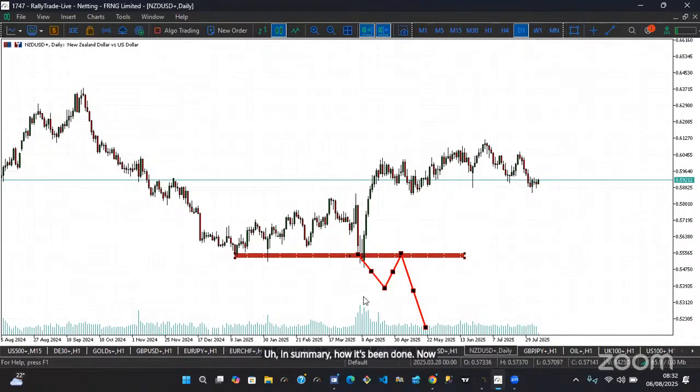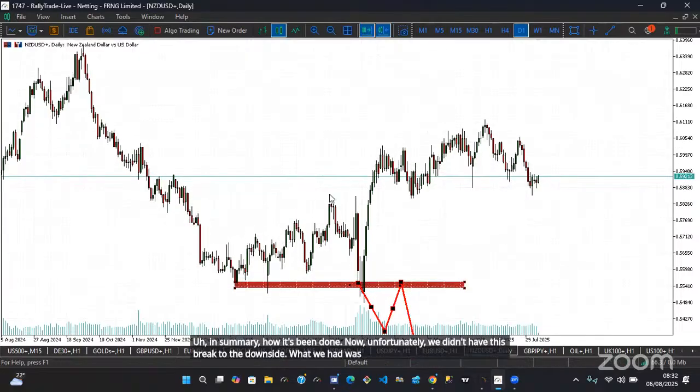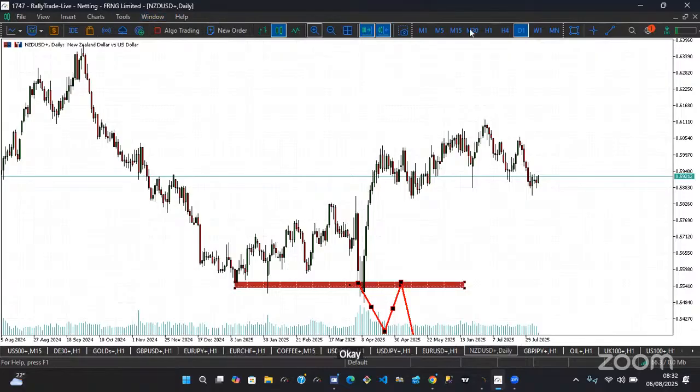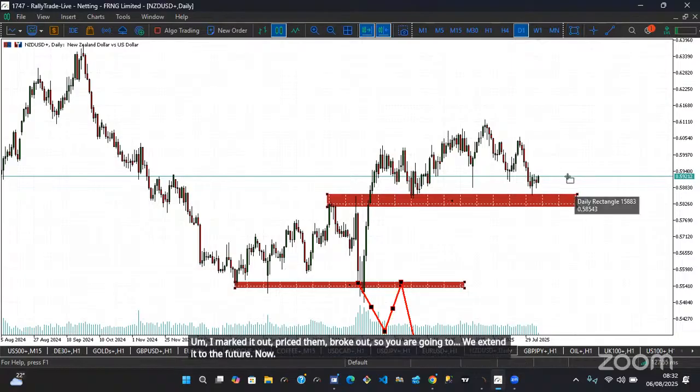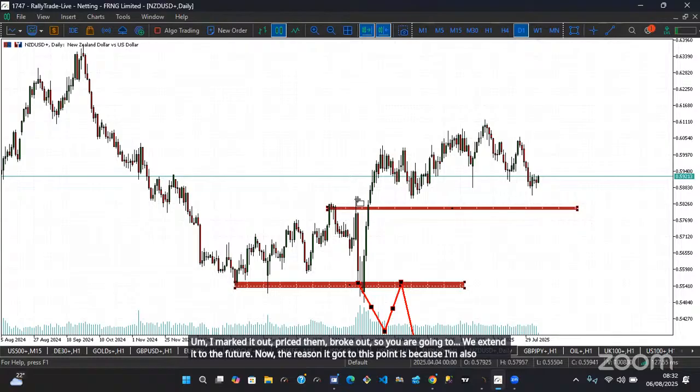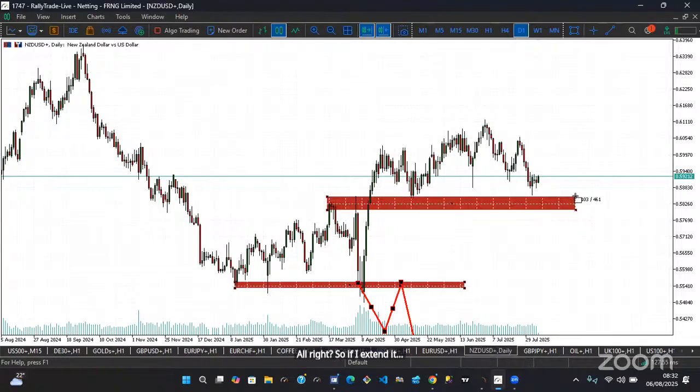Now, unfortunately, we didn't have this break to the downside. What we had was a break to the upside. Okay. Now, given the fact that we've had this double top here, and I mark it out, price then broke out. So you are going to extend it to the future. Now, the reason it got to this point is because I'm also extending it as high as this week here. All right. So if I extend it as high as that week, you will notice that we had a retest here, then another retest, which is not doing perfect, but yes, it's holding at this level.